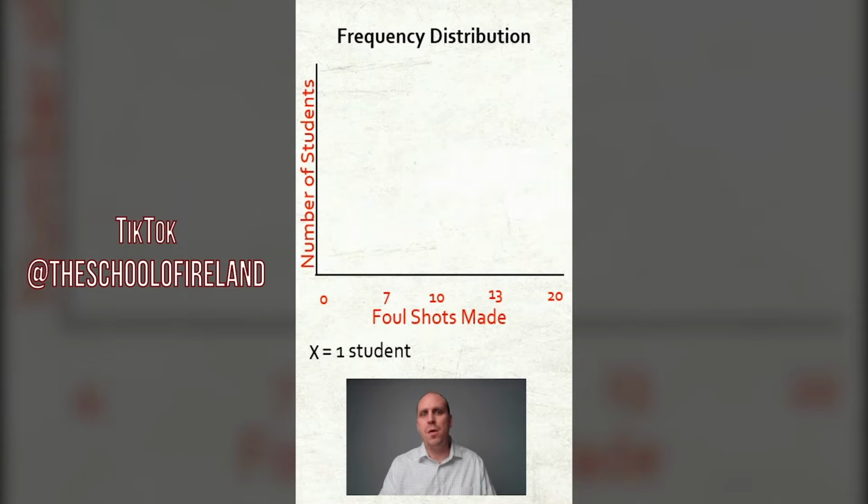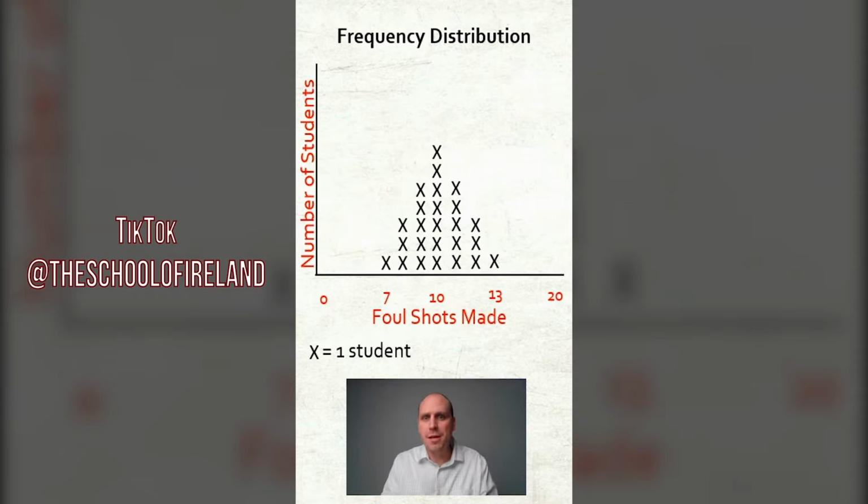For example, let's say that one of your students hit 7 out of 20 foul shots, 3 students hit 8 out of 20 foul shots, 5 students hit 9 foul shots, 7 students hit 10 foul shots, and so on and so forth. So by the time you collect the scores from all your students and plot them out, this is what the data set looks like. And by pure chance, you get this nice symmetrical distribution. So the next thing that you can do is plot a curve of best fit. And this is what that would look like.